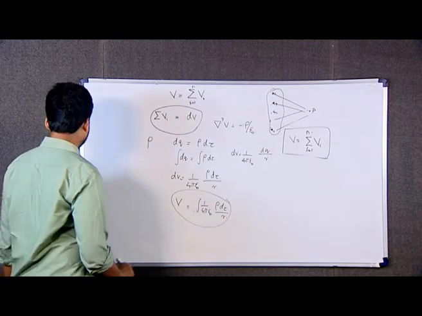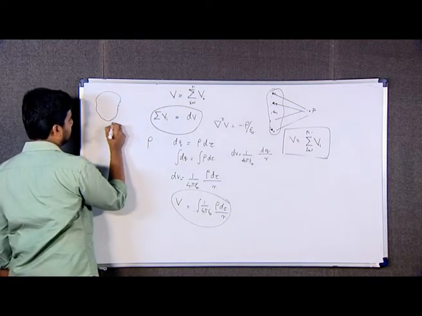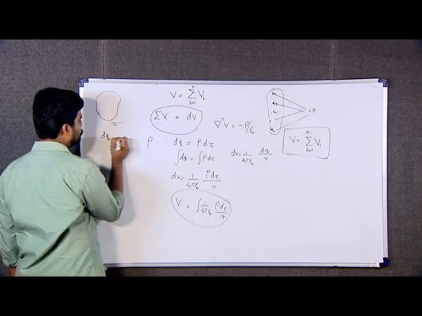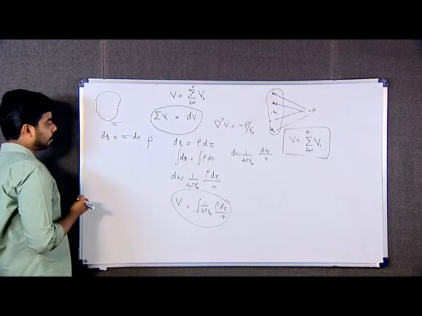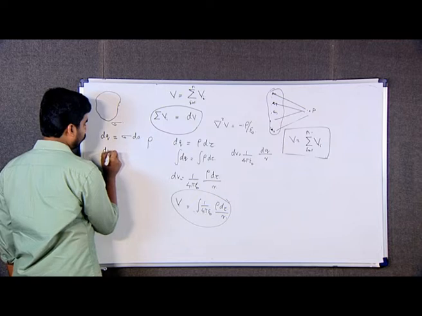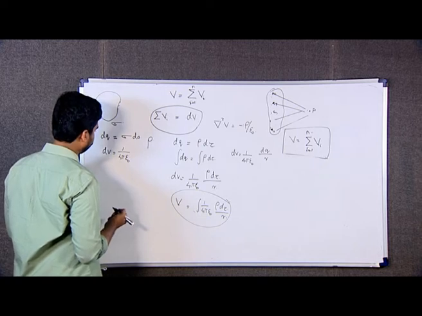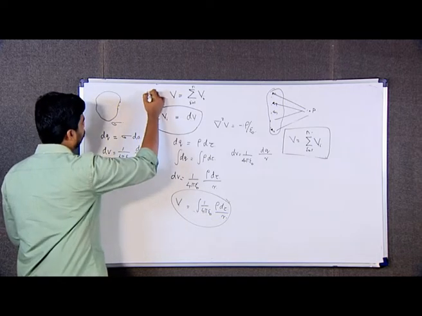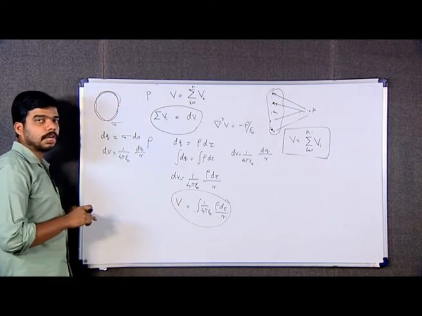What about a surface charge distribution? If the surface charge density is sigma, then dq is equal to sigma dS. So, I can write dV is equal to 1 by 4 pi epsilon 0 dq by r. This is the potential at the point P due to this surface charge distribution.